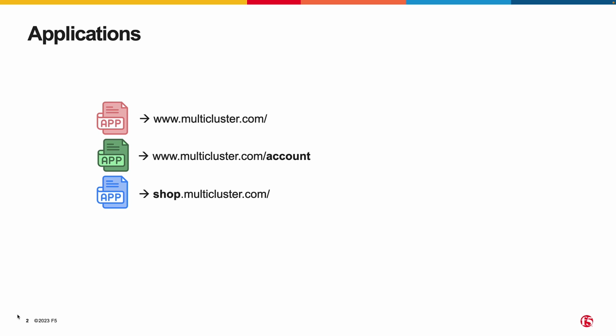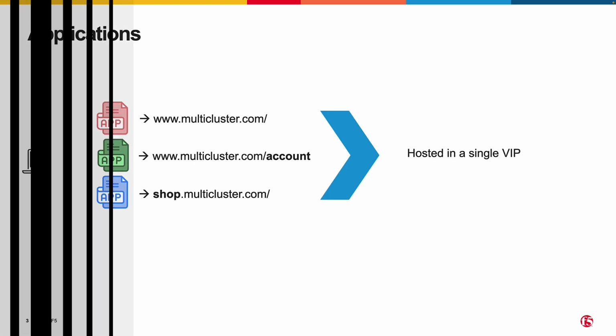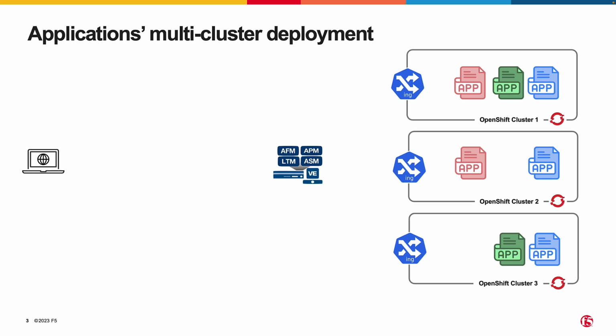In our sample environment, we are going to deploy three applications: red, green, and blue. Each application will be exposed at a different URL with a different fully qualified domain name. All these applications will be hosted on the same VIP. The applications are going to be deployed in three OpenShift clusters as shown in the slide. Notice that the three clusters are not mirrors of each other. Each cluster has different applications hosted.